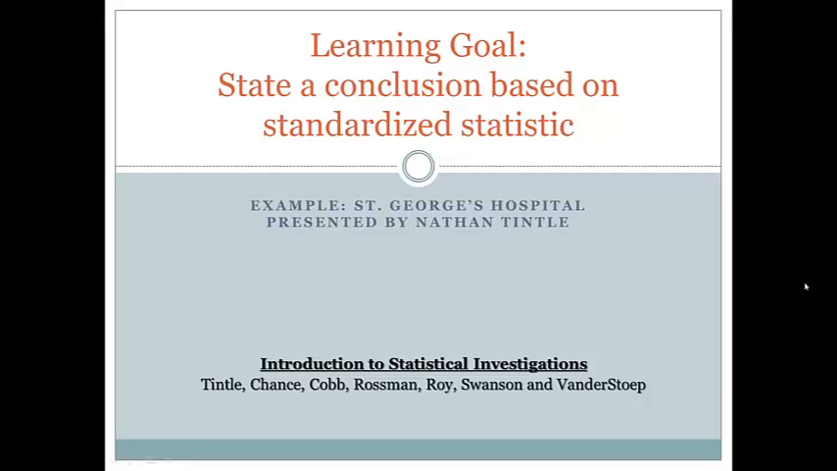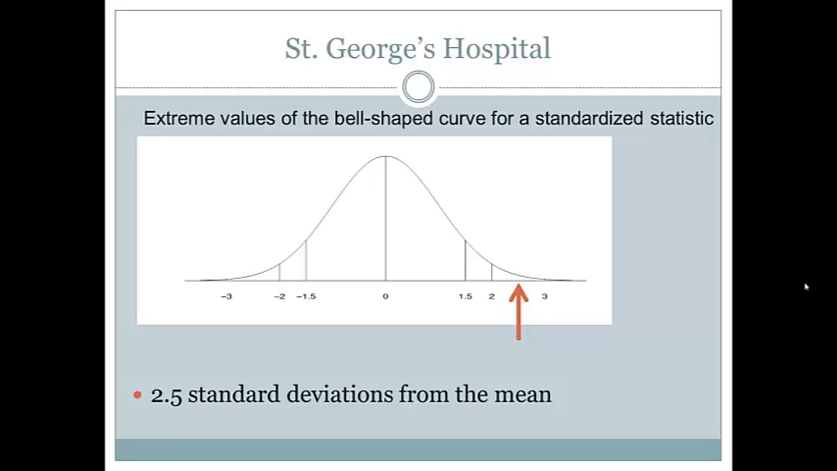In this learning goal video, we're going to talk about how to state a conclusion based on a standardized statistic, and we will use the St. George's Hospital data. In the St. George's Hospital data, the standardized statistic Z is 2.5. This tells us that we are 2.5 standard deviations from the mean. When we're on a bell-shaped curve, this means that we are in the tail of that bell-shaped curve distribution.